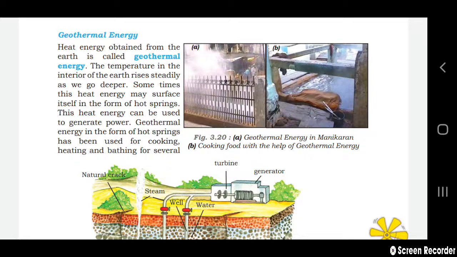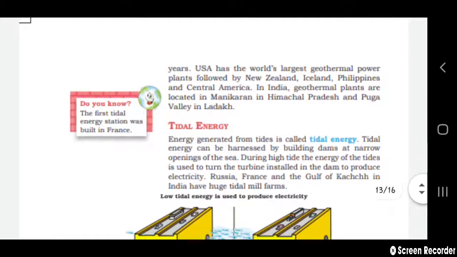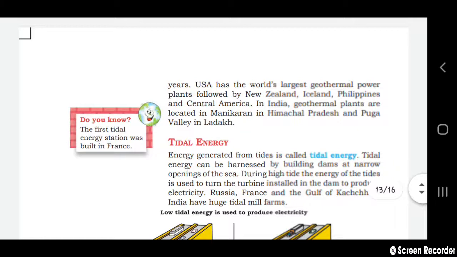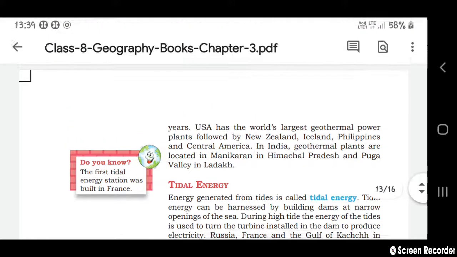Geothermal energy in the form of hot springs has been used for cooking, heating, and bathing for several years. The USA has the world's largest geothermal power plants, followed by New Zealand, Iceland, the Philippines, and Central America. You can see the geothermal power plants in the USA. In India, geothermal power plants are located in Manikaran in Himachal Pradesh and Puga Valley in Ladakh.